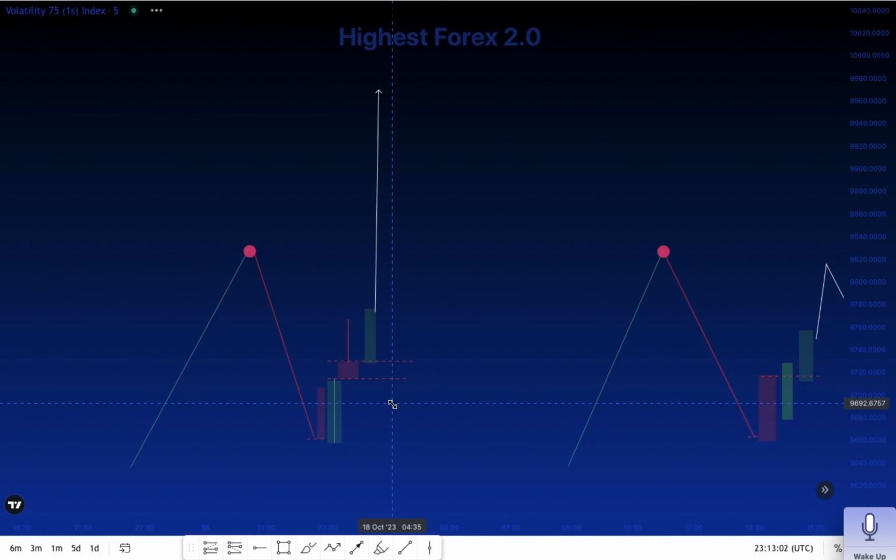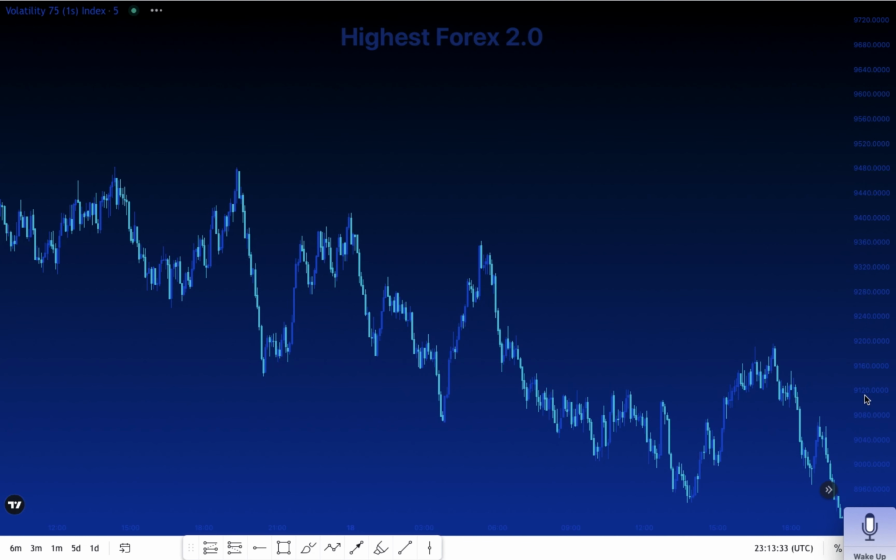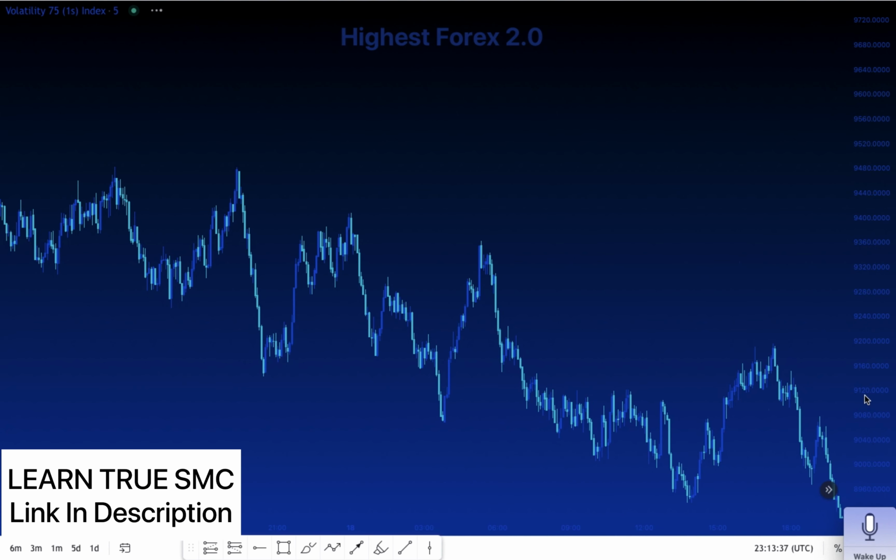So let's hop on our chart and let me explain to you practically what I've been talking about. All right, so this is the Volatility 75 (1s) index. Like I always tell you, whatever I teach you here works in all markets. You can use it in crypto, forex, synthetic indices, stocks, anything that has Japanese candlestick representation. Make sure you always practice these things before you put them into your live trading.